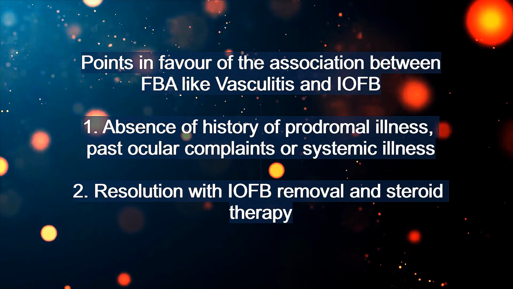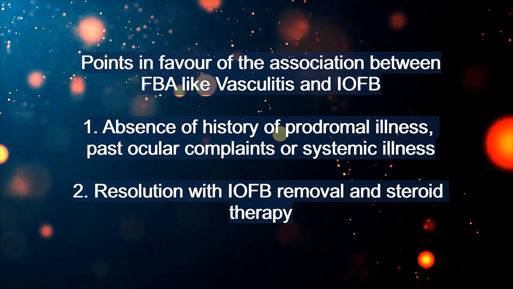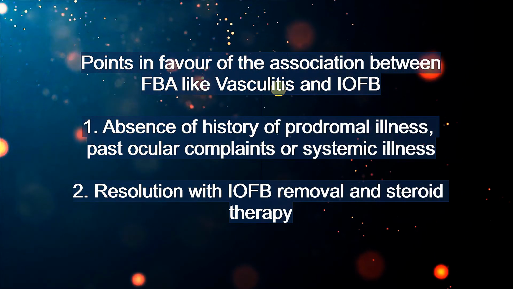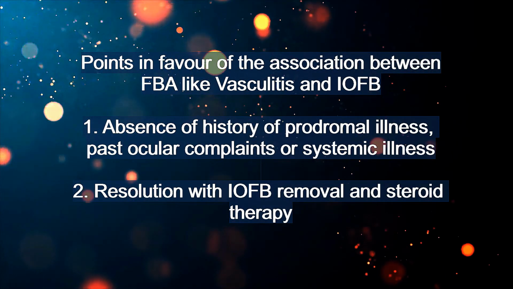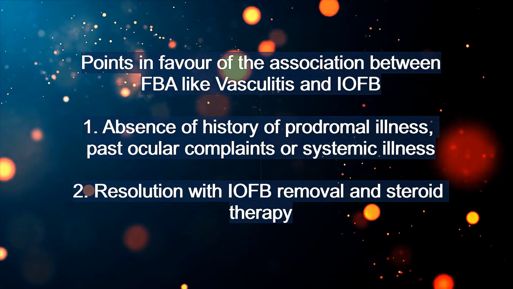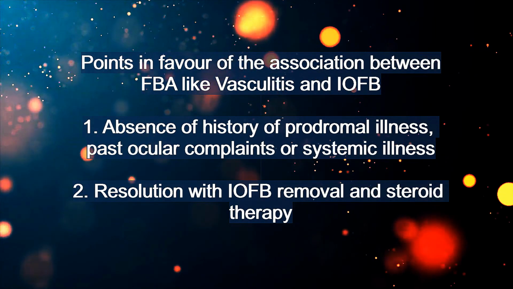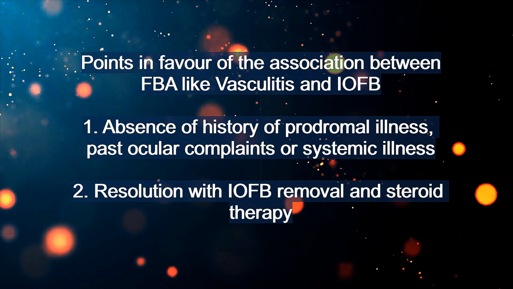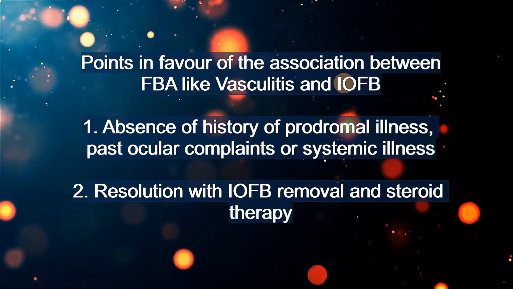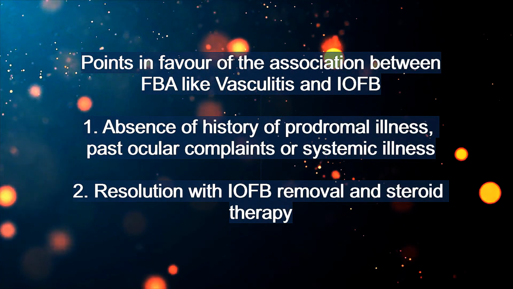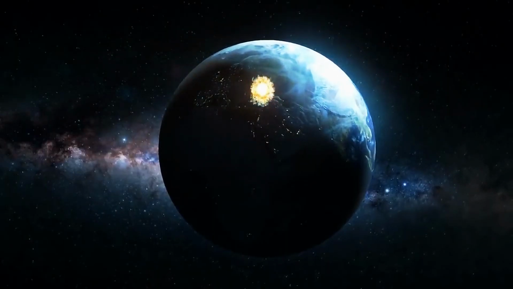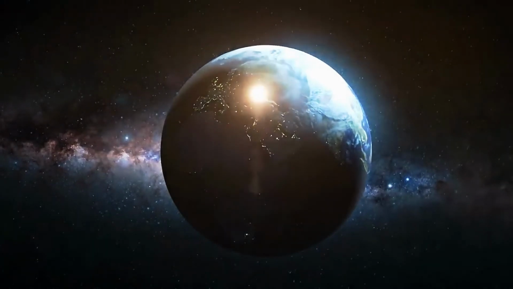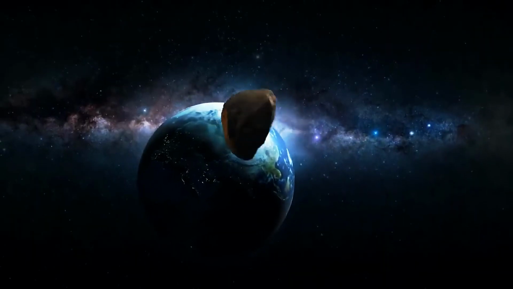The association between frosted branch angiitis-like vasculitis and intraocular foreign body is proved by the fact that the patient did not have any history of prodromal illness or past ocular or systemic complaints, and the vasculitis resolved with the removal of the intraocular foreign body along with steroid therapy. Thus, the havoc created by the foreign body is reversed with timely intervention.